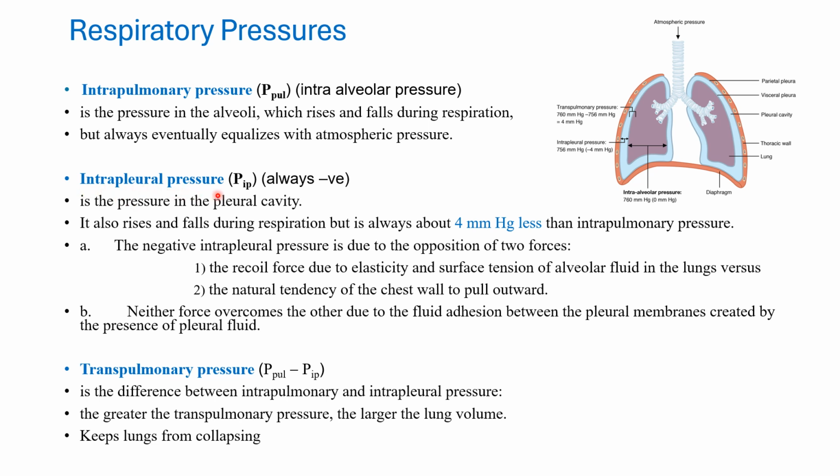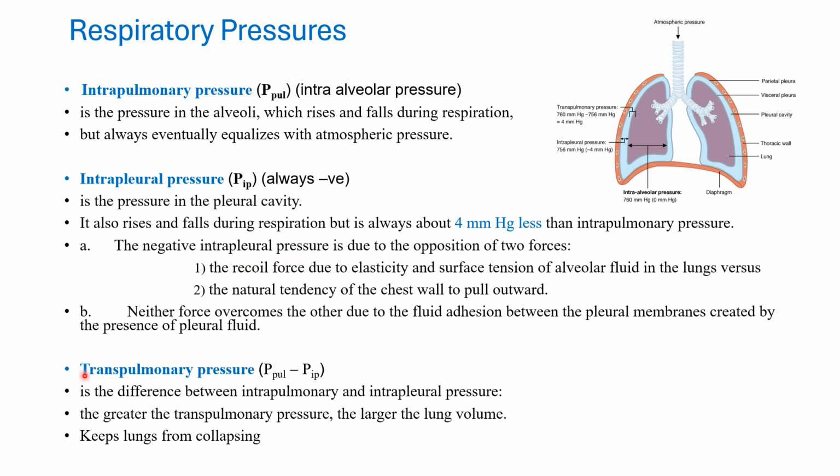Then we have intrapleural pressure. This is how it is written, and it is always negative, and usually it is 4 millimeters of mercury less than the intrapulmonary pressure. And the negative intrapleural pressure is due to the opposition of two forces. Like I said, the recoil force due to elasticity and surface tension of the alveolar fluid in the lungs, which wants to pull the lungs inward, and the natural tendency of the chest wall to pull outward. So these two forces balance each other, but not totally. There is negative intrapleural pressure in the pleural cavity.